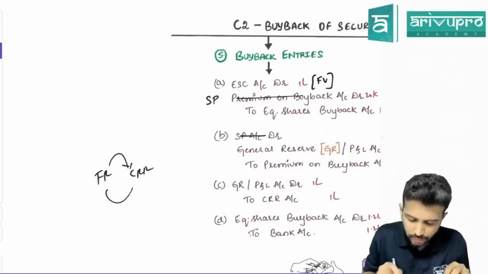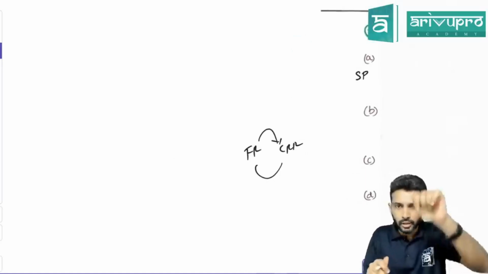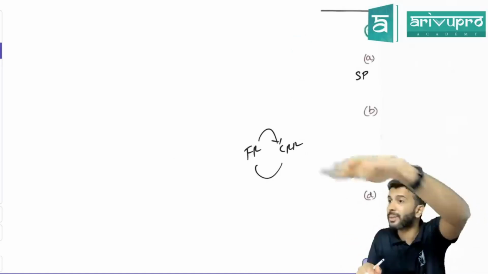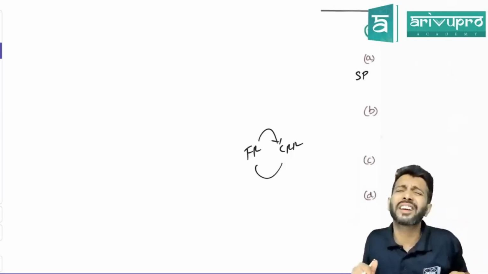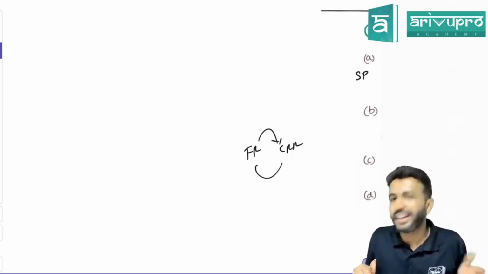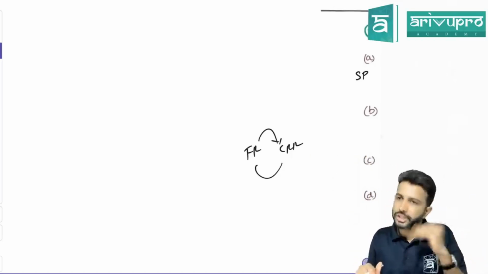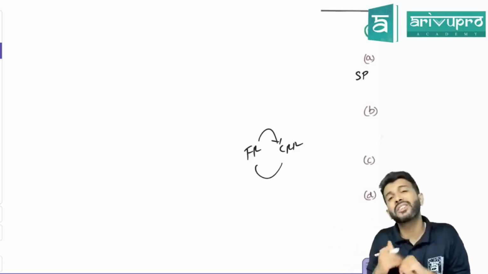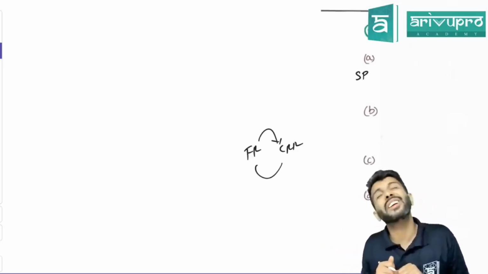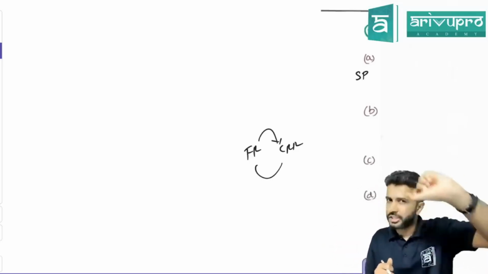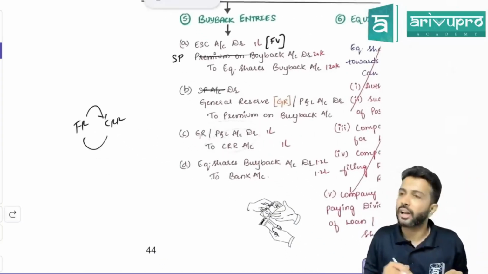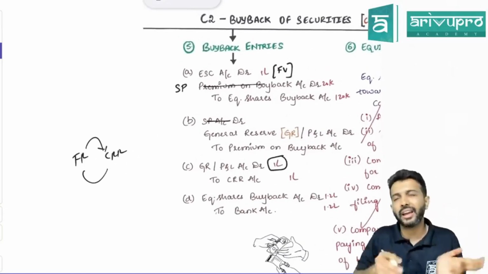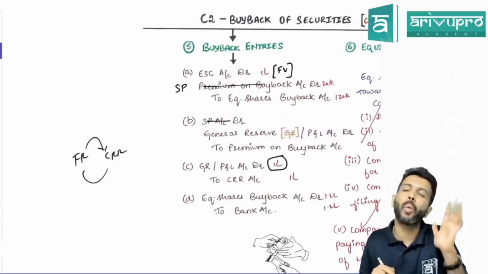So what is the journal entry for CRR? Can you tell me? Due to this, this free reserve balance will reduce. CRR balance will increase. So reserve has credit balance. How do you reduce it? Debit it. Which reserve is reducing? General reserve or P&L? Which reserve is increasing? CRR. So what is the entry for CRR creation? General reserve or P&L account debit to CRR. There was a capital gap of 1 lakh. Hence we created CRR also to the extent of 1 lakh.